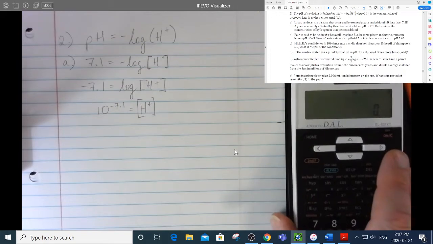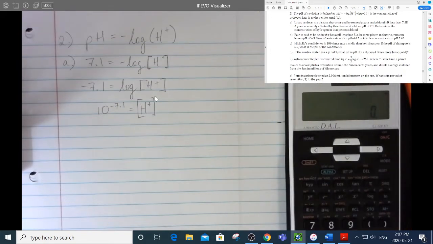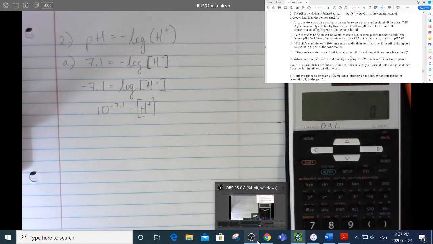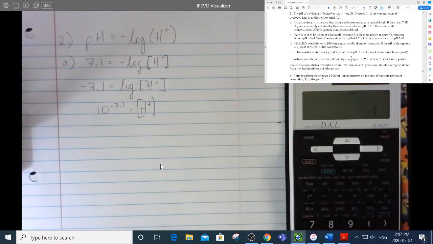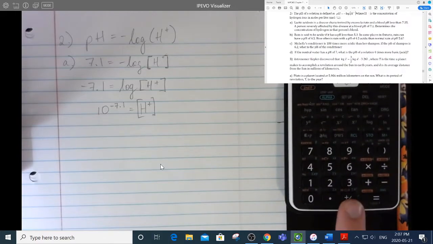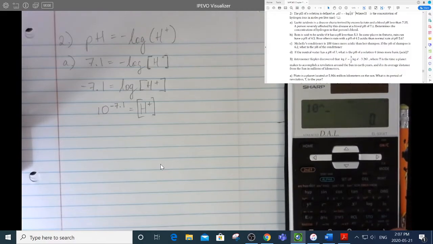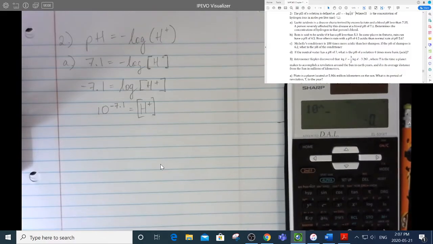And I'm glad that we're doing this because this gives us a chance to maybe talk about scientific notation a little bit, because I think the answer key gives you the answer in scientific notation. So here's what I'm going to do. On this calculator, I'm going to go 10 to the power of negative. Remember, I'm using the negative button. Don't use subtract. You got to use the negative button. So 10 to the power of negative 7.1. Boom. And you get that.